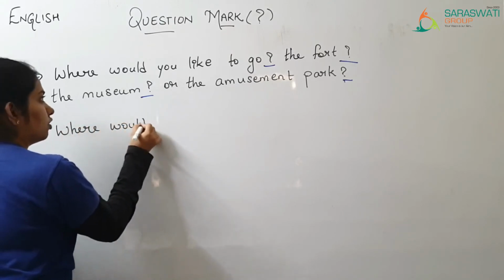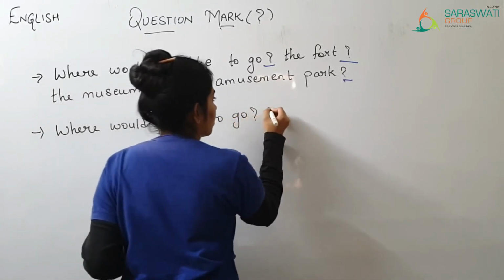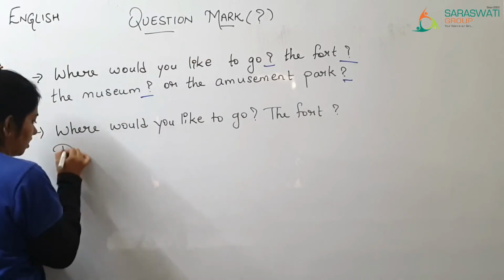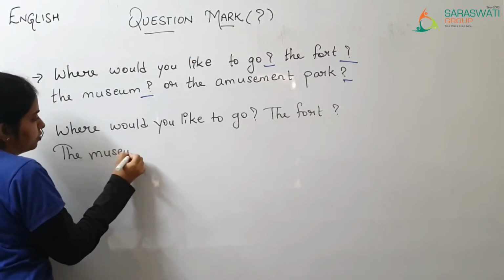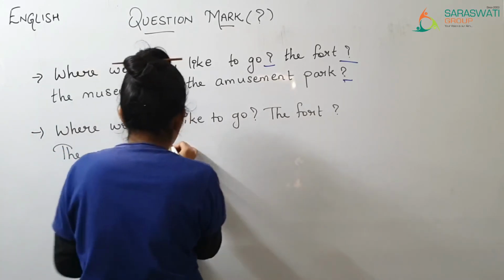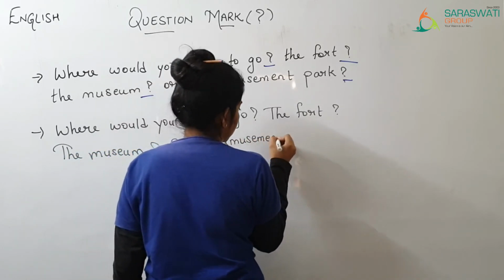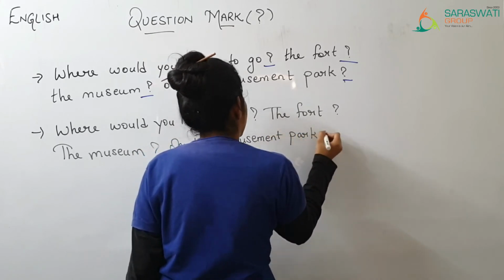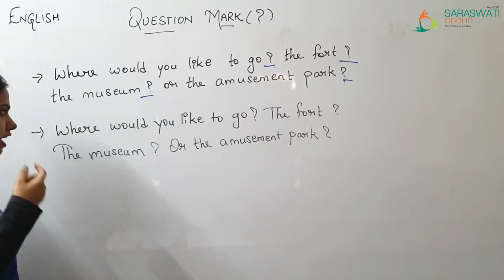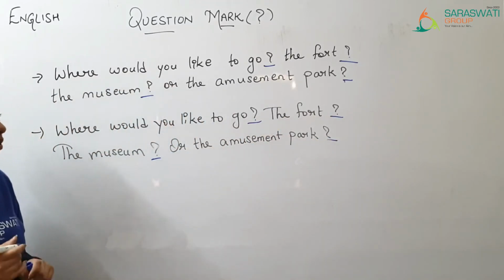where would you like to go? The fort, the museum, or the amusement park. So over here you can see that I have written the same sentence again and put the question mark also. But what is the difference?